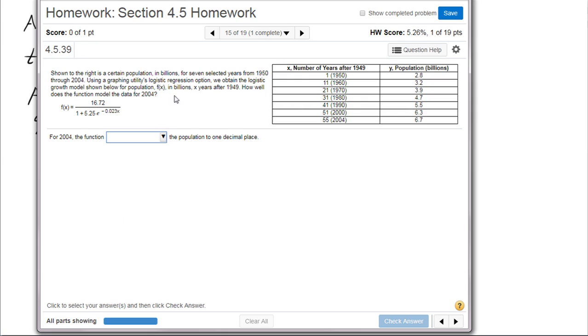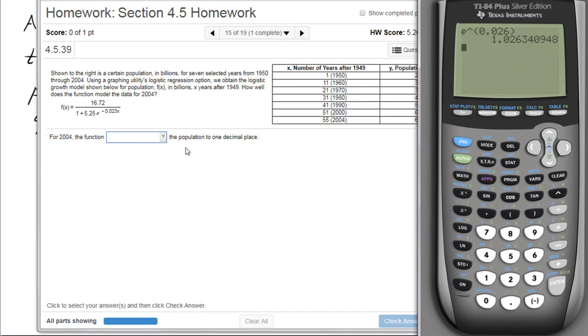And this is number 15. It says shown to the right is a certain population in billions for several selected years from 1950. So it says, how well does the function model the data for 2004? So it's years after 1949. 2004 is 55 years. So we're going to enter this model into the calculator here.